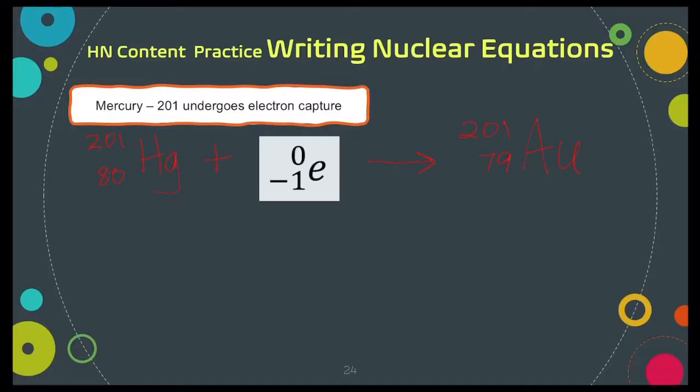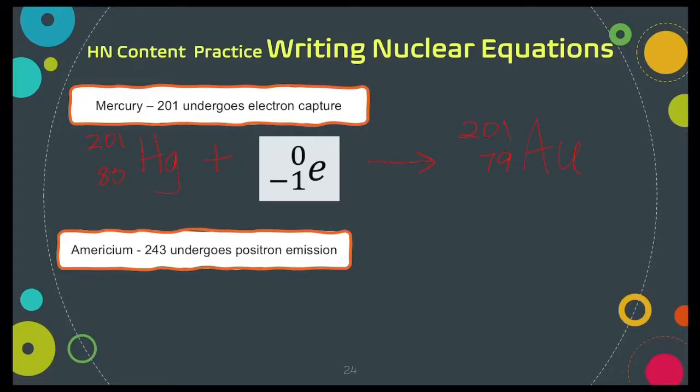Let's try one more. Americium 243. Am is your symbol, 243 is your mass number. The atomic number for americium is 95. And this radioactive nucleus is going to undergo positron emission. So we're going to go ahead and draw the arrow, and the positron will appear after the arrow. And we're going to solve for the daughter nuclide.